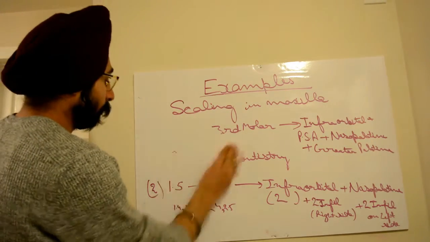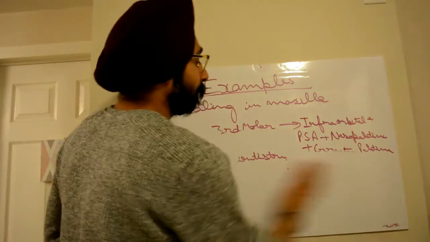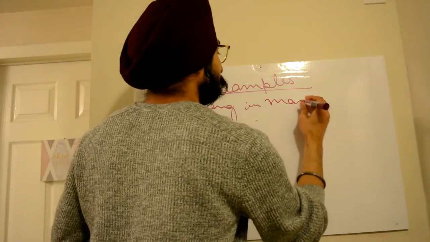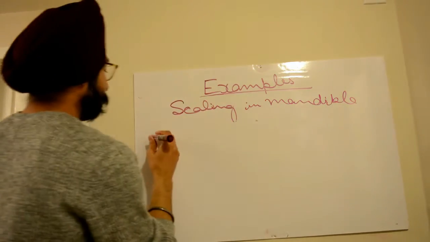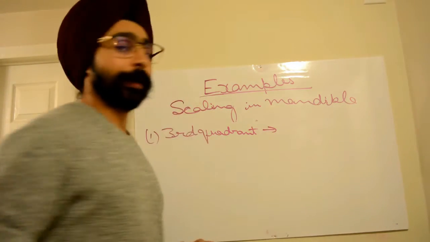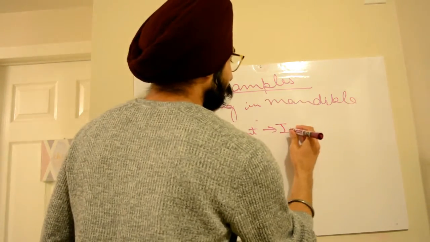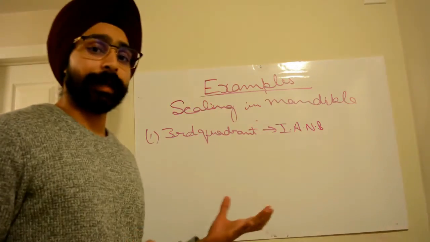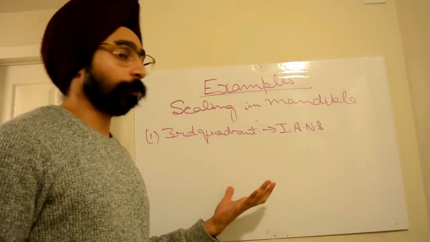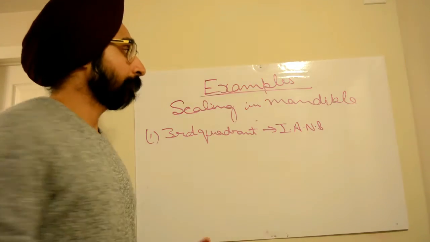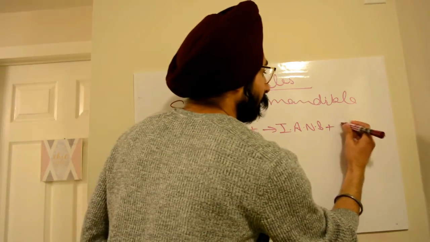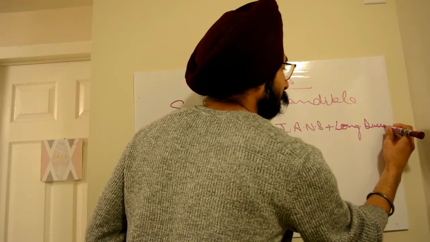Now if we want to perform scaling and root planing in mandible, let's say third quadrant. For third quadrant, we will give inferior alveolar nerve block. This will anesthetize all the pulps. This will anesthetize the lingual soft tissue. It will anesthetize the buccal soft tissue from midline to second premolar. For the buccal soft tissue, for the molars, we will give long buccal nerve block.